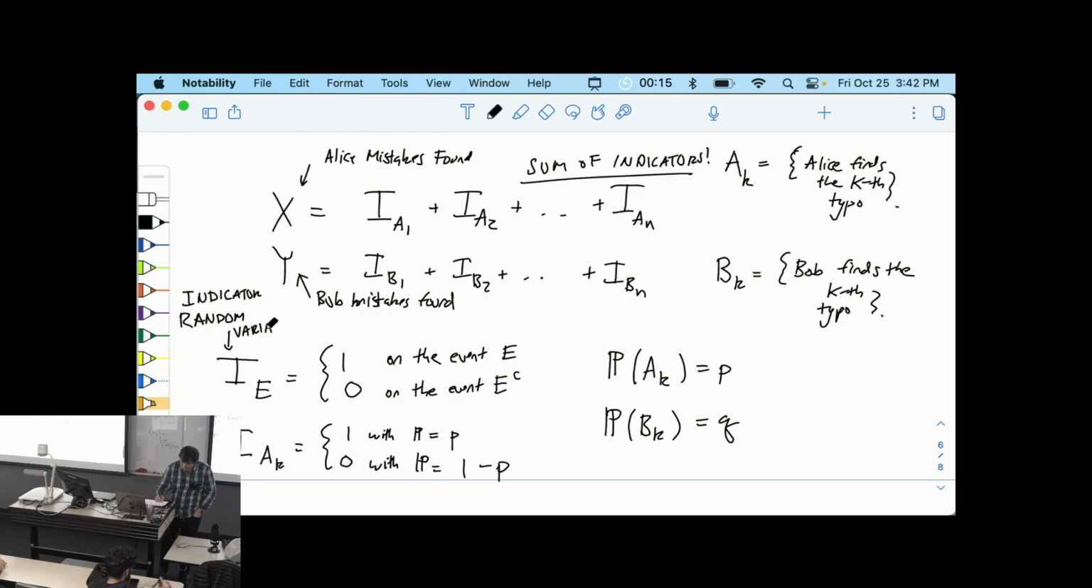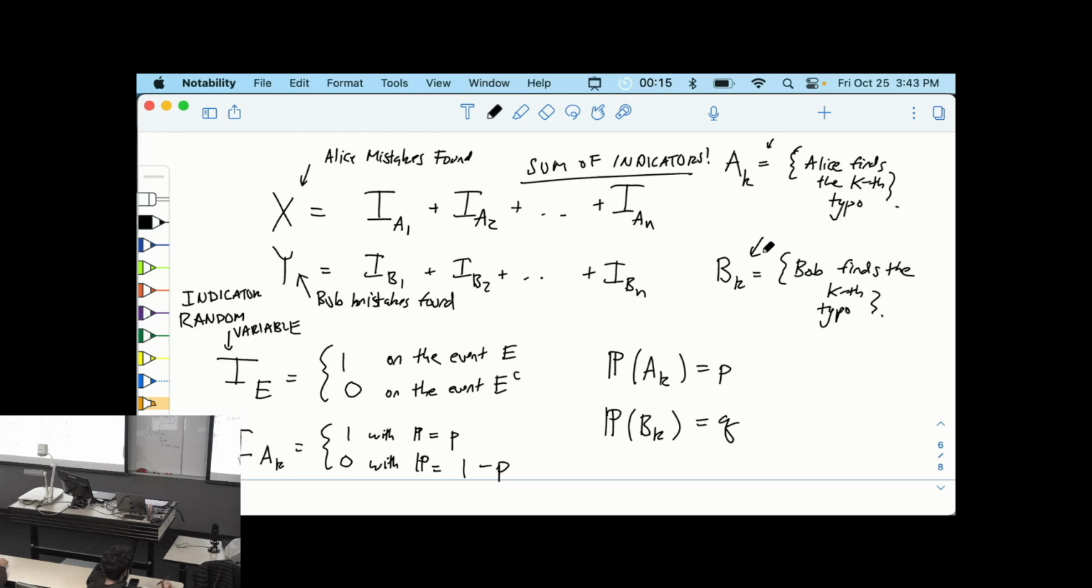So it's a random variable that is either 1 or 0. And when is it 1? It's 1 exactly when the event E happens. When is it 0? It's exactly 0 when the event E does not happen. Right? And in this case, I'm just using these to indicate, did Alice find the typo or did Bob find the typo? So this one will be 1 if Alice found the second typo, and then it'll get included in the sum. If Alice did not find the second typo, then that'll be 0, and then it won't contribute to the sum.